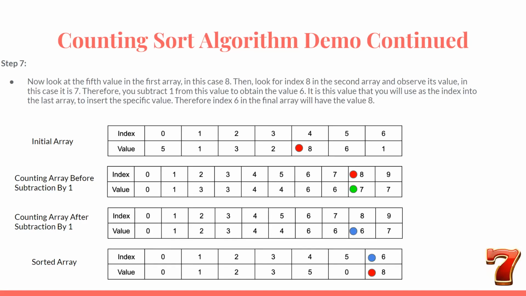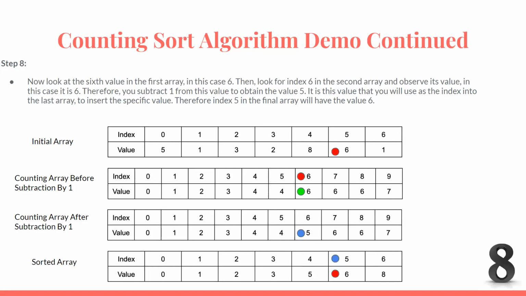Now you want to look at the fifth value in the first array. In this case, it's 8. So look for index 8 in the second array and observe its value. In this case, it's 7. Therefore, you subtract 1 from 7 to obtain the value 6. And then it's this value that you use as the index into the last array to insert the specific value. Therefore, index 6 in the final array will have the value 8.